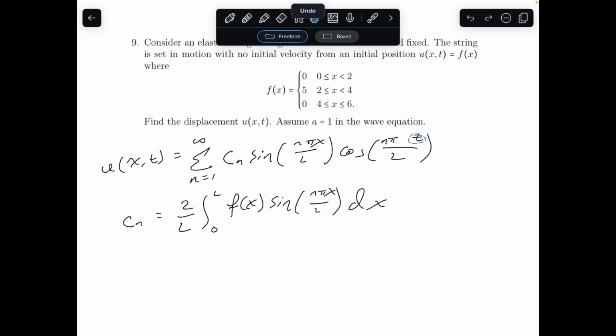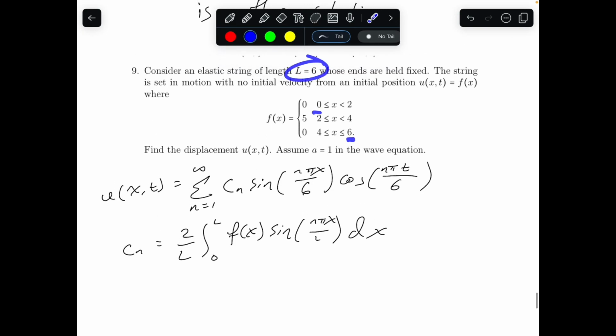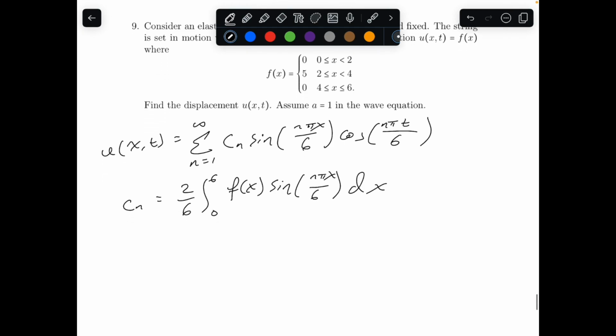So A is 1. Oh god, I just wanted to move the T. Just erase it and put it over there. And then L is 6 in this case, because we're going from 0 to 6. Oh, it just tells us L is 6. Great. Okay, and then down here again, L is 6. Boom, boom, boom. Okay. All right, so let's compute.